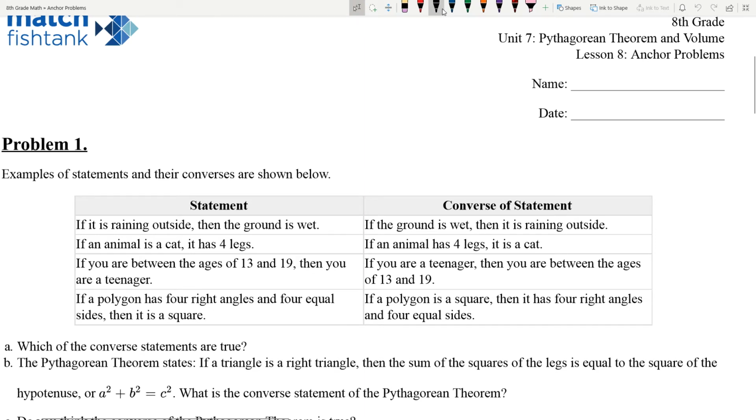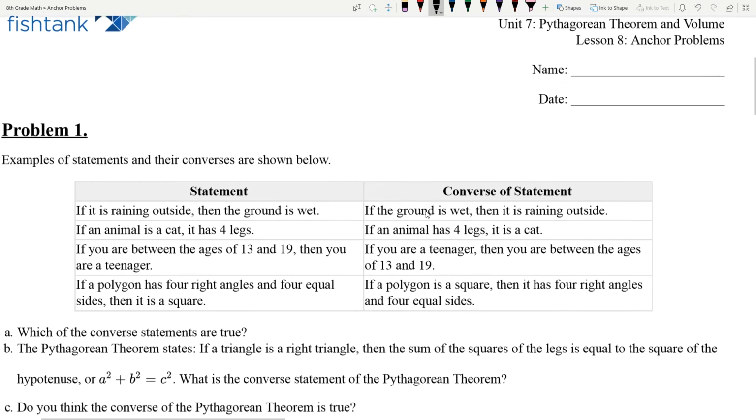Hey, Mr. Richards here. Today's 8th grade Unit 7, Lesson 8, Anchor Problems. And we're going to discover what the converse of the Pythagorean Theorem is today. But before we do that, we're going to look at statements and the converse of the statement, just to make sure we understand what converse truly means.